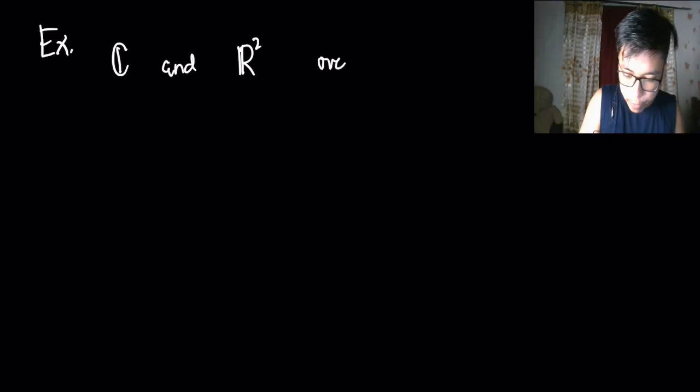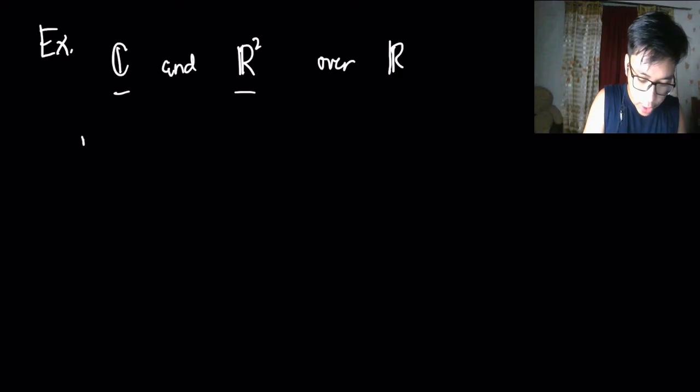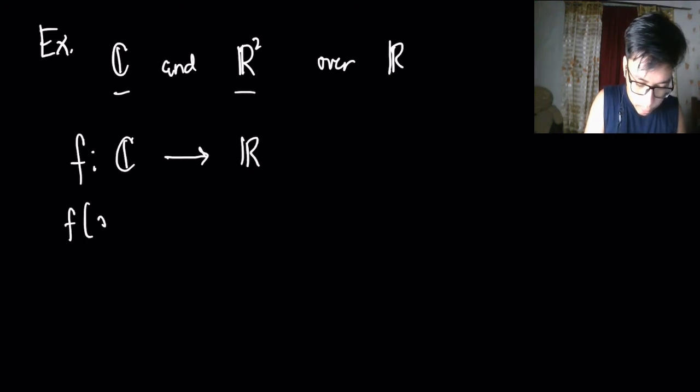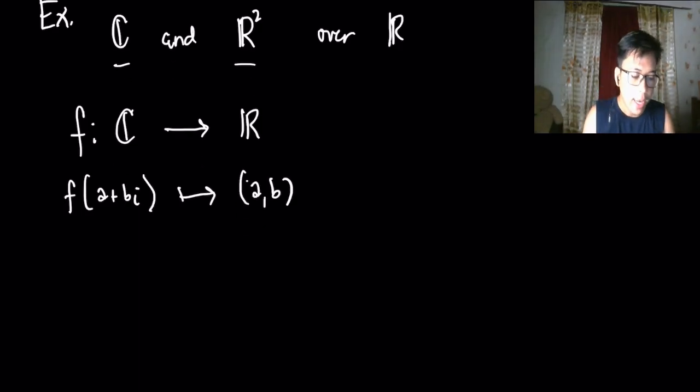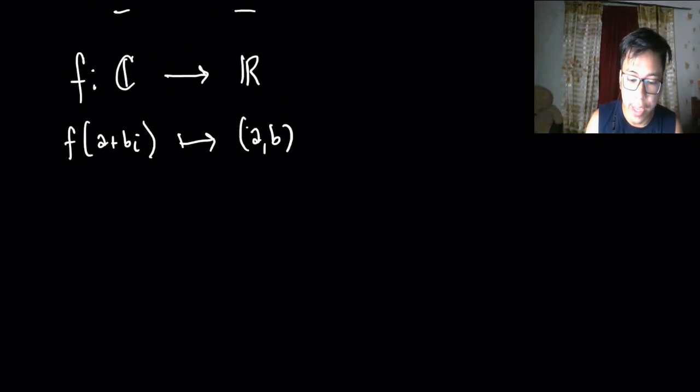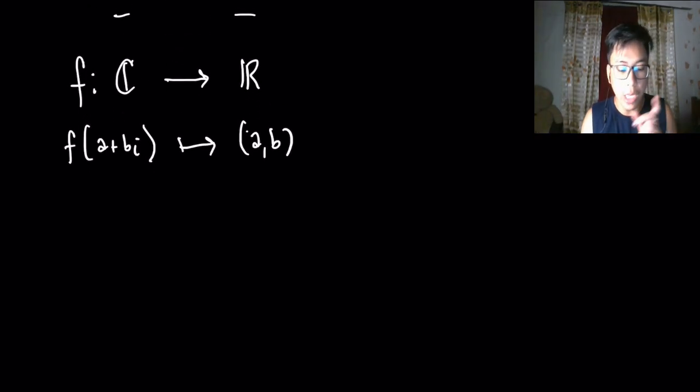That's it. Okay, so let's double check another example. The vector spaces C and R2 over R, are these two isomorphic? So let's try. Let's consider a function here from C to R2 defined by this. Okay, let's see if this f here is an isomorphism. So first things first, we need to double check if f here is a linear transformation.